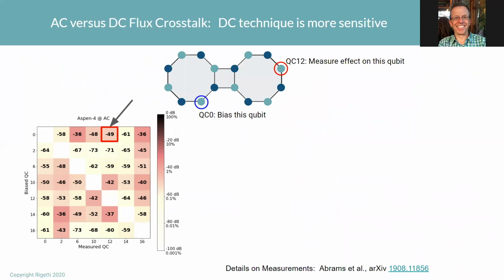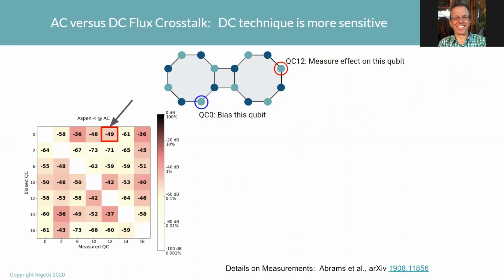So let's take a look at one of Rigetti's devices. This is AC crosstalk on one of our deployed devices. It's been deployed for a little over a year now, designed about 2 years ago. What we're looking at is the full matrix between all the qubits. On the y-axis, you have the qubit that's being biased. There are 8 different tunable qubits in this lattice. And then on the x-axis, you have which qubit you're measuring the effect on. Again, this is in dB, so minus 60 dB is 0.1%, minus 40 dB is 1%.